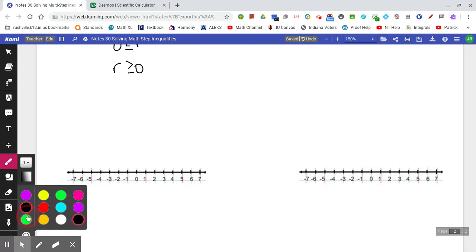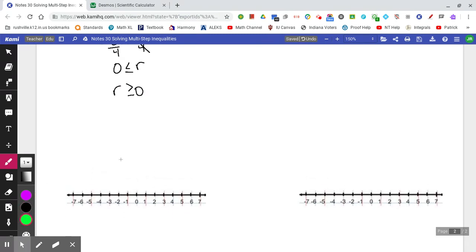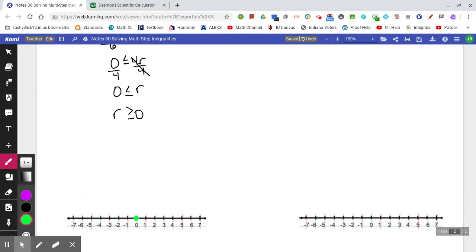So when I come down here to graph this, 0 is my boundary. I'm going to use a closed circle because it says or equal to, so a closed circle would make a true statement. 0 is a part of my solution. And now I need to think of 0 is less than these numbers, or these numbers are greater than 0. So what numbers are greater than 0? That'd be 1, 2, 3, 4, 5. So all of these values to the right are greater than 0. So I need to make sure that I highlight this portion of the number line.